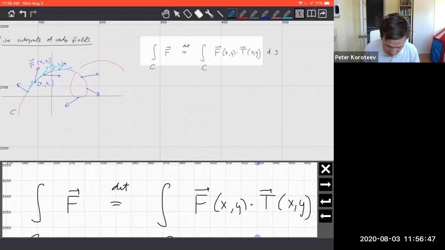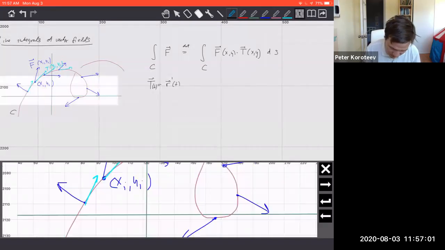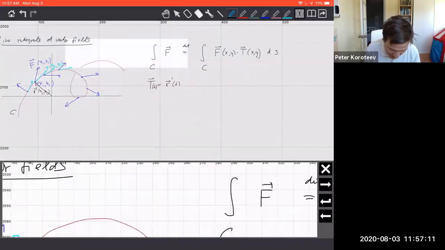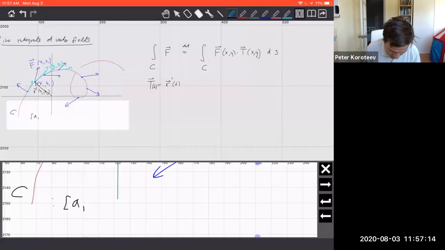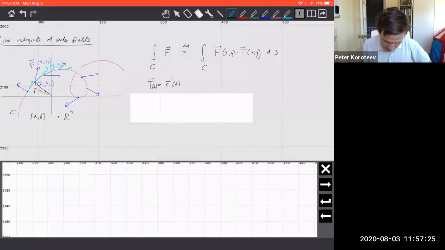Okay. Now, from the previous studies, we know that the tangent vector at a point is the derivative of the radius vector at this point. So if you draw here the radius vector of (xi, yi), then the tangent, and then we pick a parameterization for C. Again, C is a curve which sends [a, b] to R^n, R^2 in this example. And we can rewrite this integral in terms of explicit parameters.